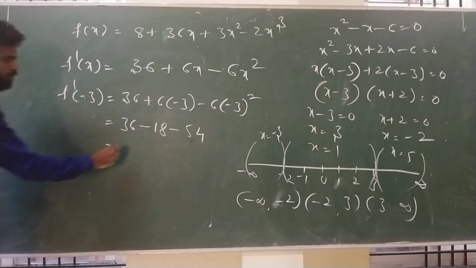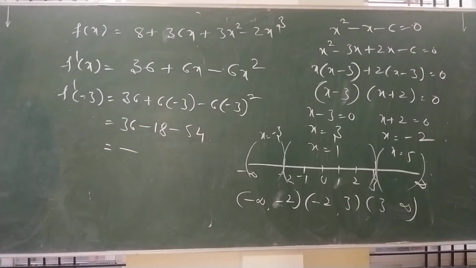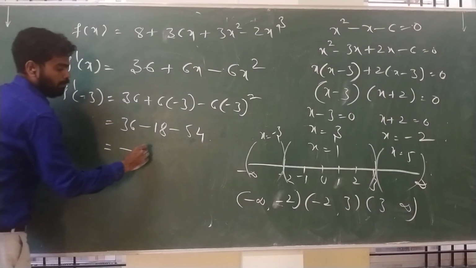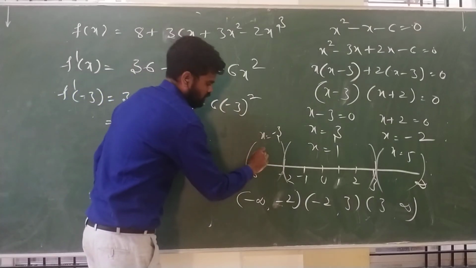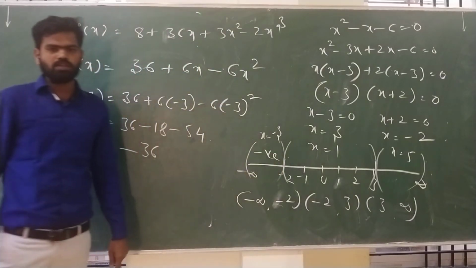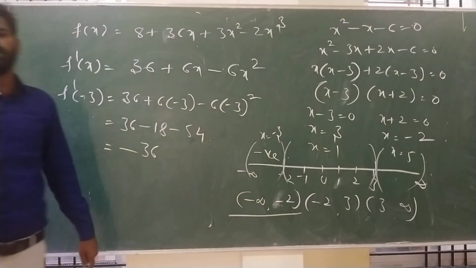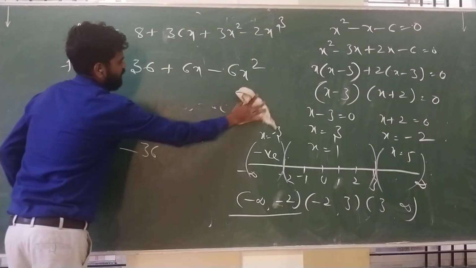So the value should be negative. Minus 18 minus 54 is minus 72, plus 36 is minus 36. So the first one is negative, which means it is a strictly decreasing function. First interval should be negative. First interval negative, so it is strictly decreasing.